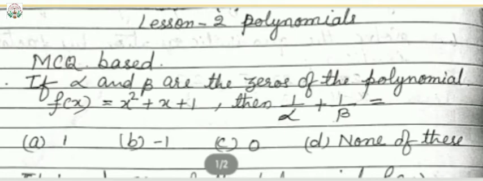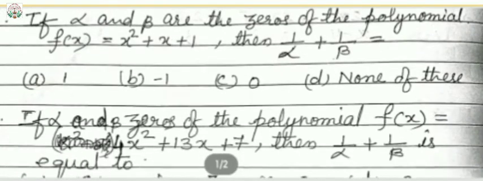Now then 1 upon alpha plus 1 upon beta will be, take the LCM as alpha into beta, and then the numerator will be beta plus alpha, or alpha plus beta, upon alpha into beta. Now from the polynomial, put the values of alpha plus beta and alpha into beta that you got in the numerator and denominator. So what answer will you get on solving? Check which one of the four is the answer.